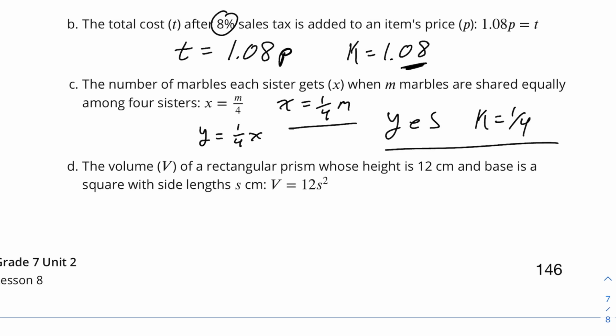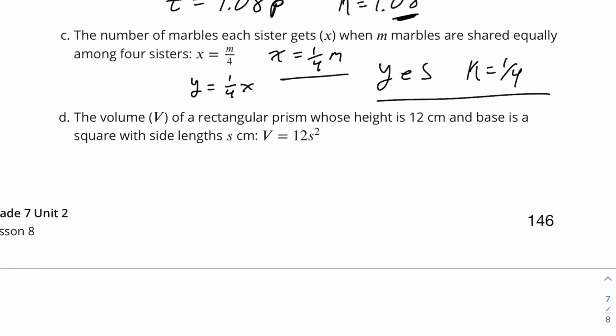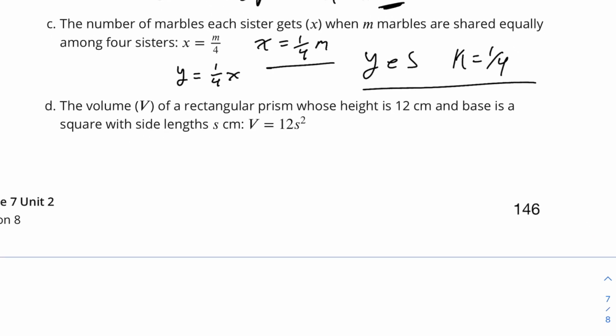And our last one, the volume V of a rectangular prism whose height is 12 centimeters and base is a square with side lengths s, the volume is 12s squared. So since we have the squared terminology, its area is never a proportional relationship. So we have the area times 12, so that is not proportional. It's not in the form of y equal to kx.